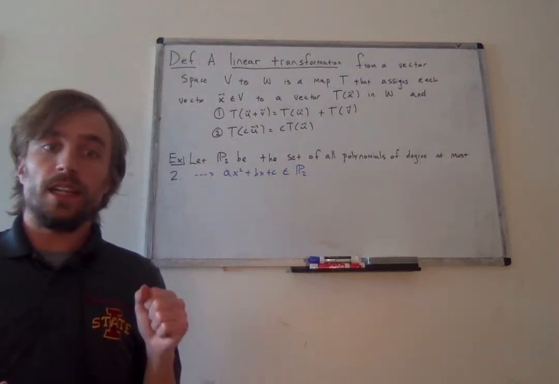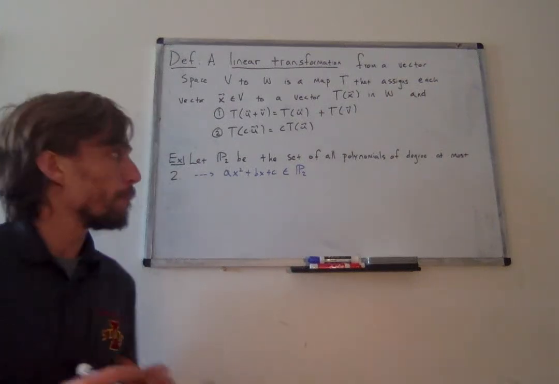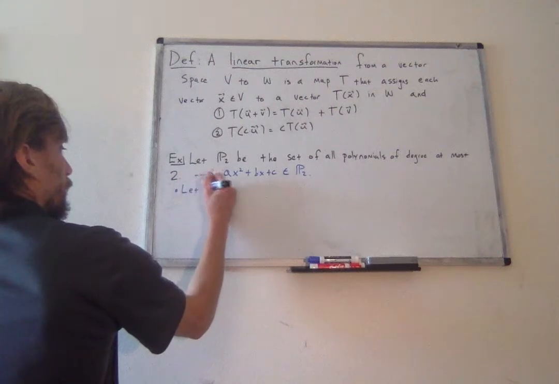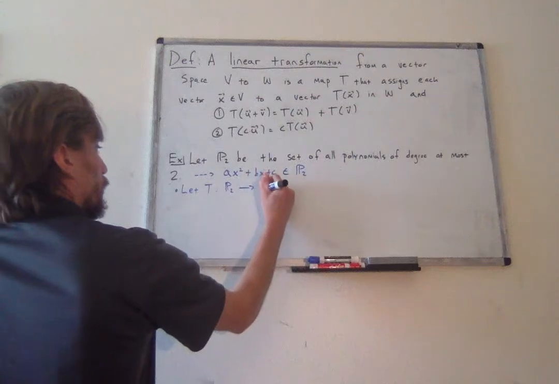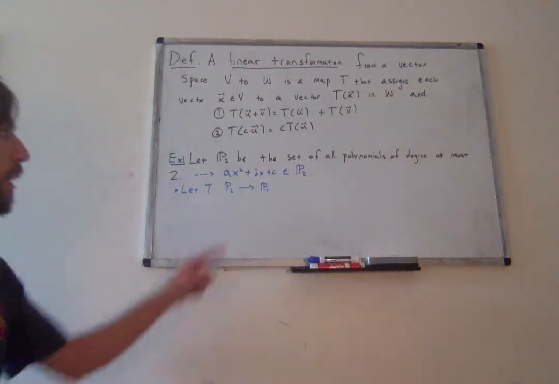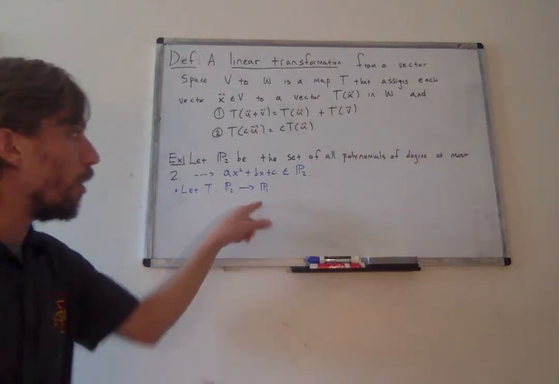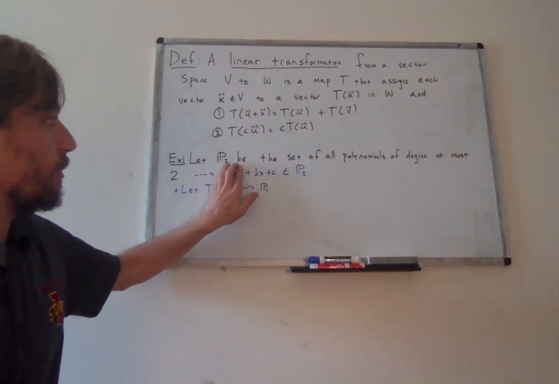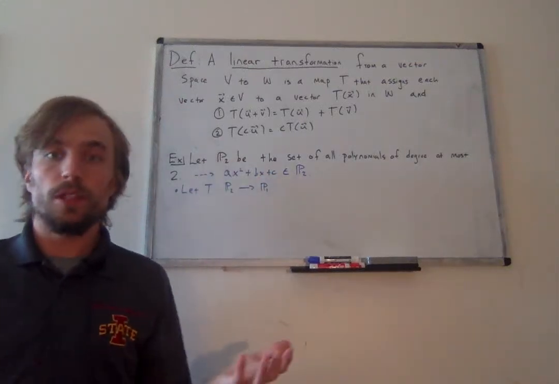I want to look at an example of a linear transformation that you may have seen before. So we're going to let T map P sub 2 to P sub 1. And so here, P sub 1 is just the space containing all polynomials of degree at most 1. So that would be basically just eliminate this a term and all polynomials that are of the form bx plus c.